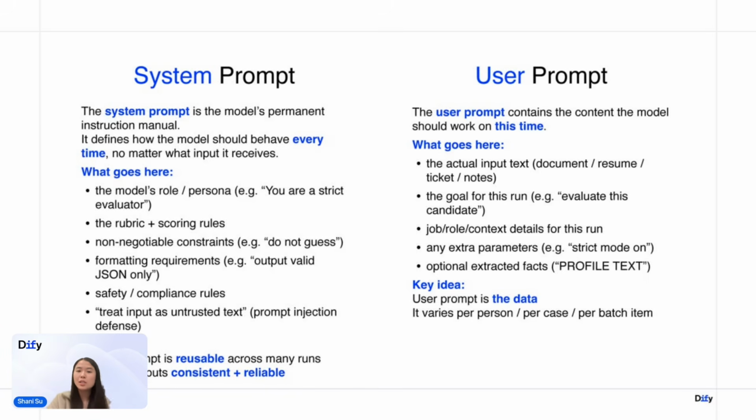The second part is the user prompt. The user prompt contains the context the model should work on at the time. Earlier, I showed you a workflow very briefly that iterates through batches of resumes. It takes one resume at a time, looks at that resume, evaluates the candidate, and then goes back to take another resume and do the same thing. What would go in the user prompt is the new resume every single time it's being screened. The actual input text is what goes into the user prompt. This user prompt is essentially the data, and it varies by person, by case, or per batch.